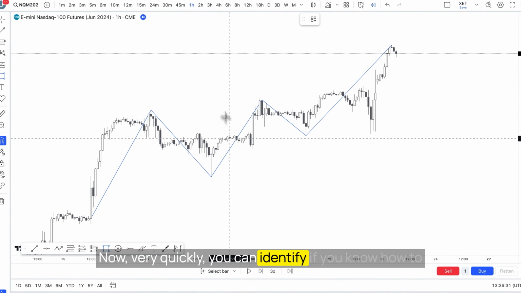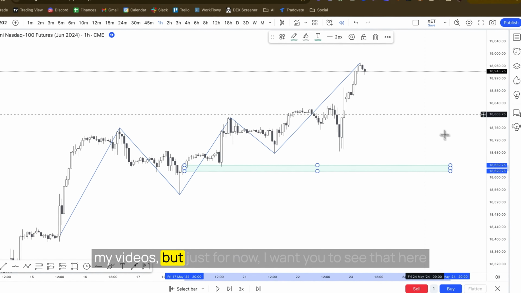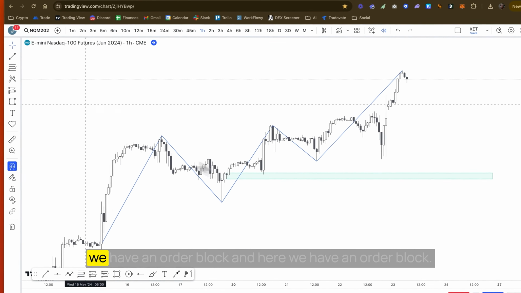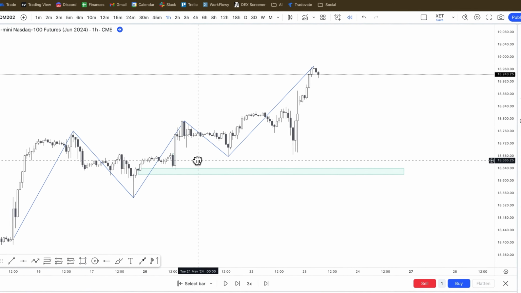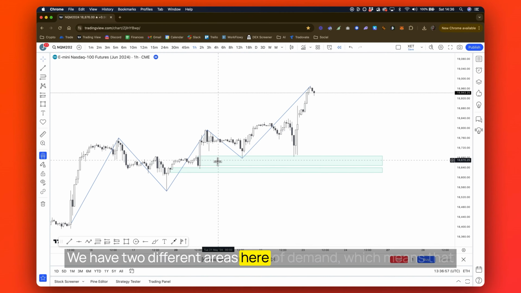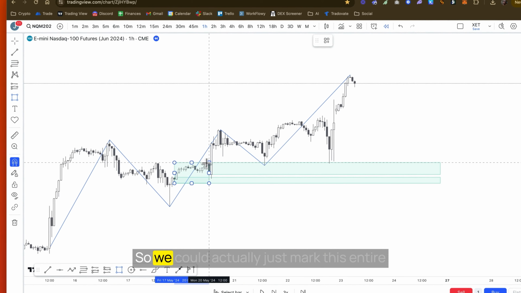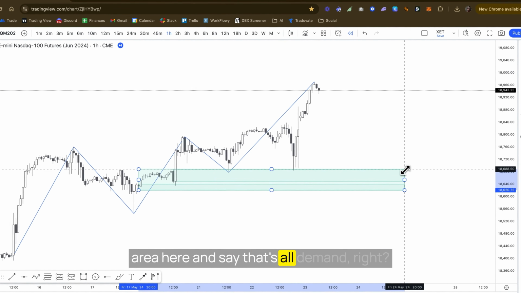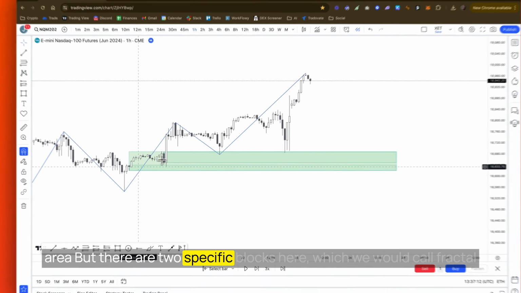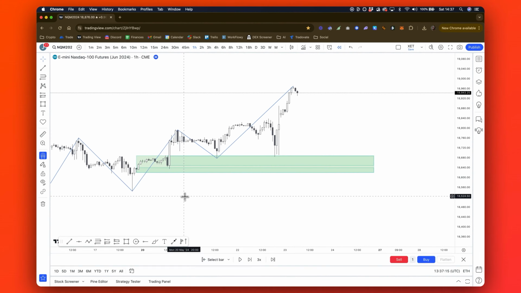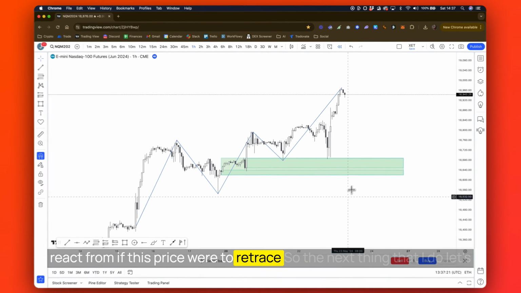Now, you can identify an order block very quickly if you know how, which you will once you go through my videos. But for now, I want you to see that here we have an order block, and here we have an order block. We have two different areas of demand, which means that entire area could be considered a demand area. So we could just mark this entire area and say that's all demand. Let's change the color of that. But there are two specific blocks here, which we would call fractal order blocks, that we anticipate price could react from if it were to retrace.